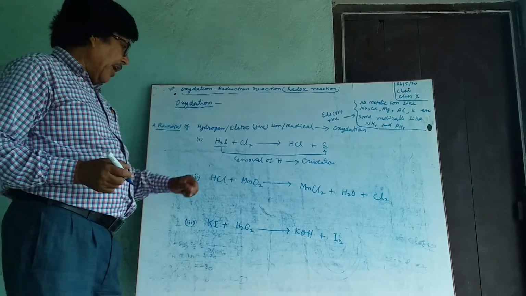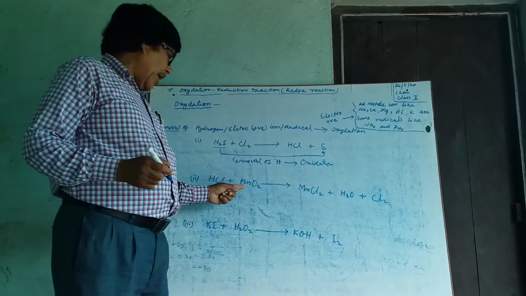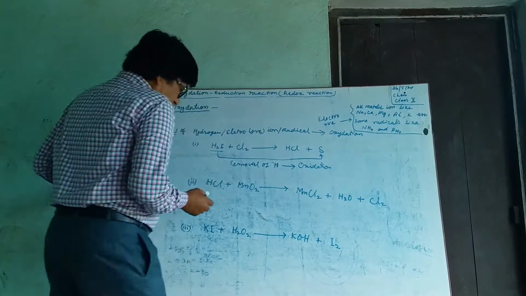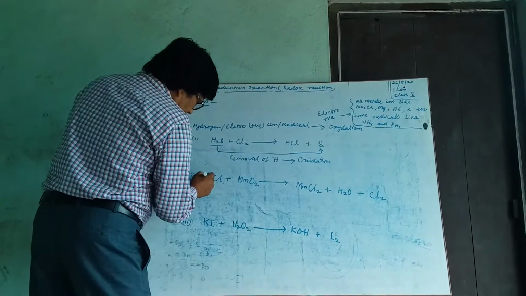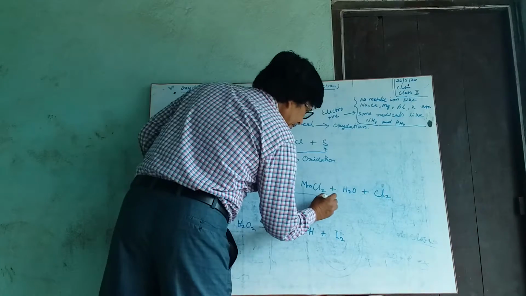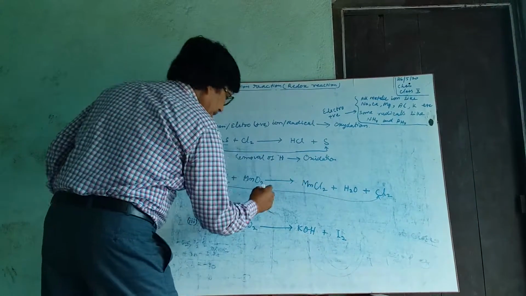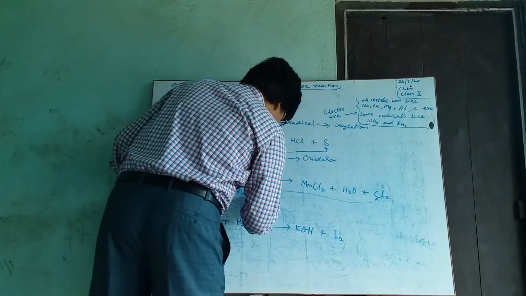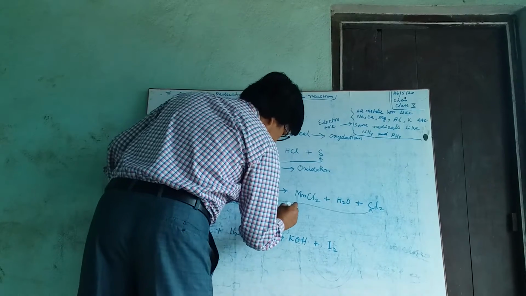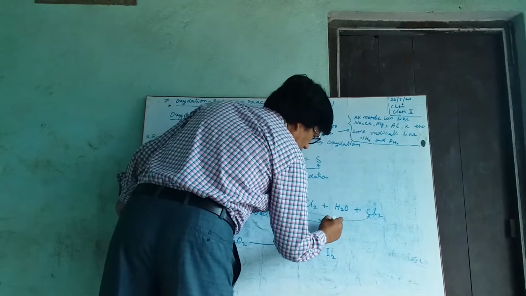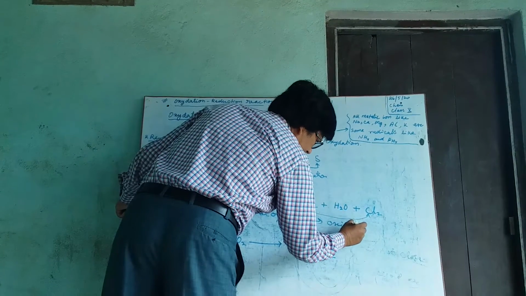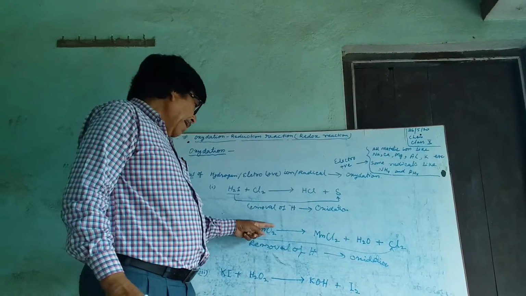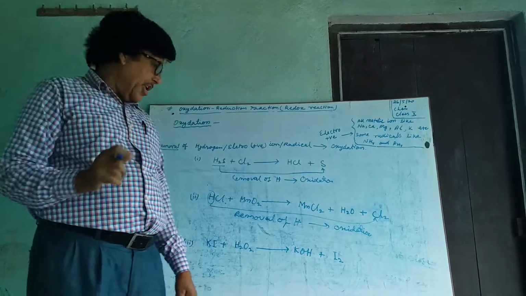Next example, HCl, hydrochloric acid, and MnO2. When they react, it forms MnCl2, H2O plus Cl2. We see that hydrogen has separated from HCl to form Cl2. Removal of hydrogen is oxidation. Here MnO2 is an oxidizing agent.